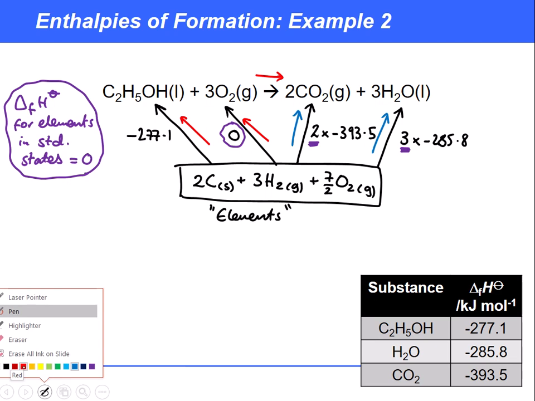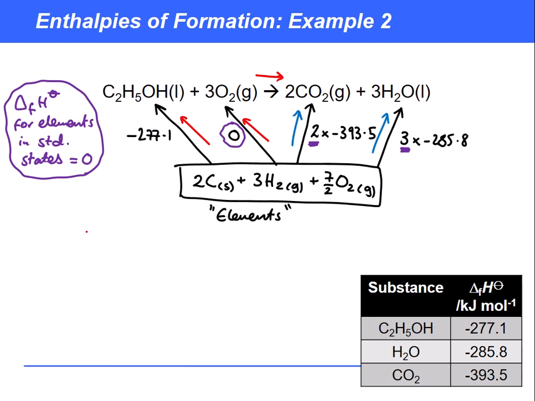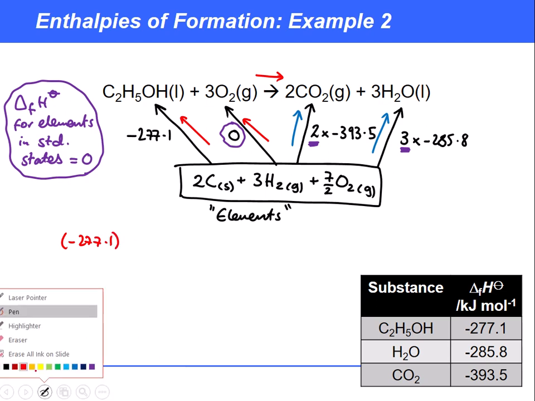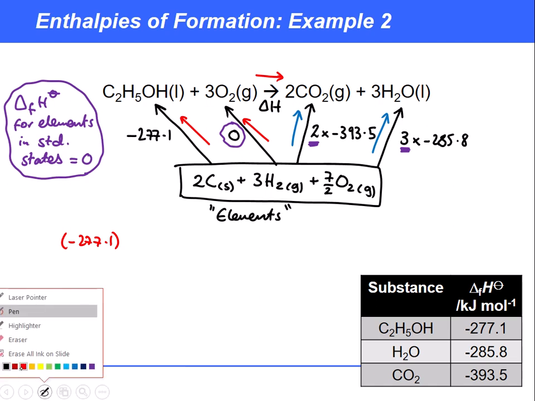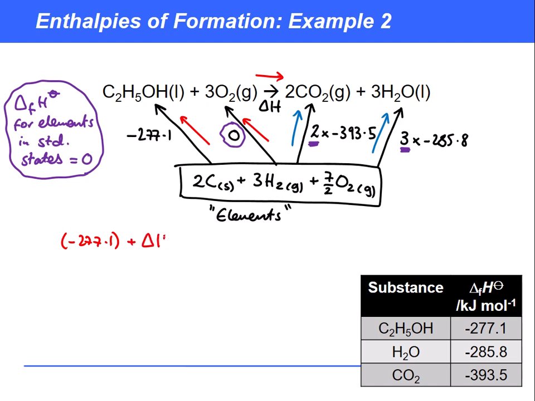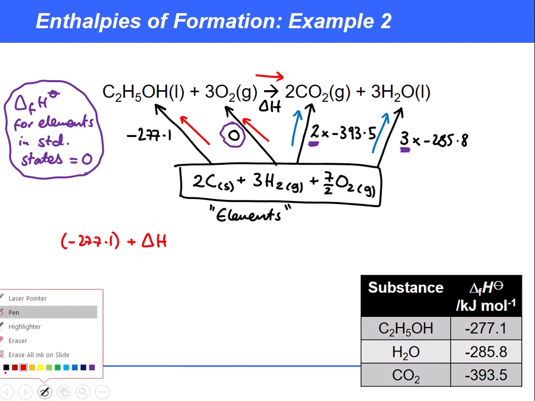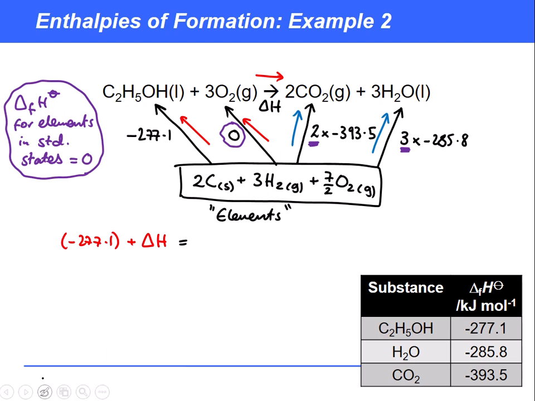So we have our expression of Hess's law now, which is that if we take all the enthalpy changes along the red route, we better put on our enthalpy change that we're actually trying to find. So minus 277.1 plus delta H must now be equal to the enthalpy changes along the blue route, which would be 2 times minus 393.5 plus 3 times minus 285.8.